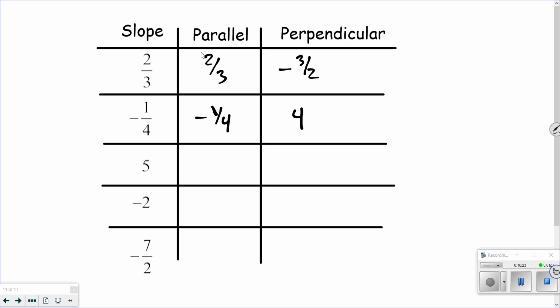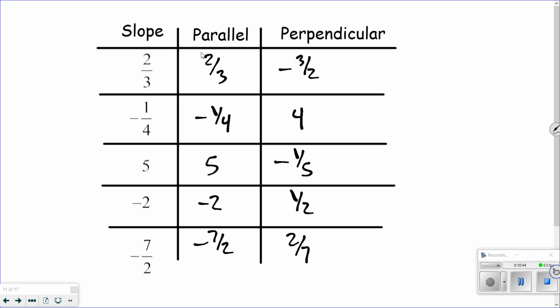Okay, slope of 5, parallel 5, perpendicular would be a negative 1/5. Negative 2, the parallel is the same. Opposite reciprocal would be a 1/2. Parallel, same slope. Opposite reciprocal, a positive 2/7.